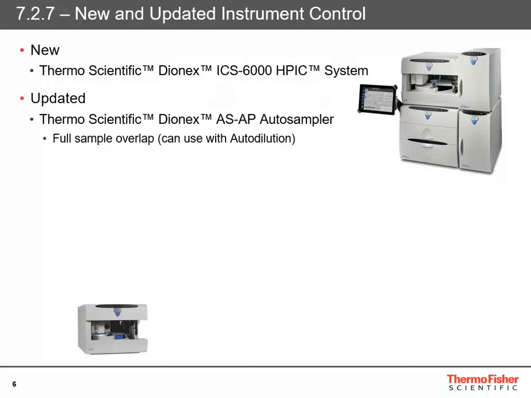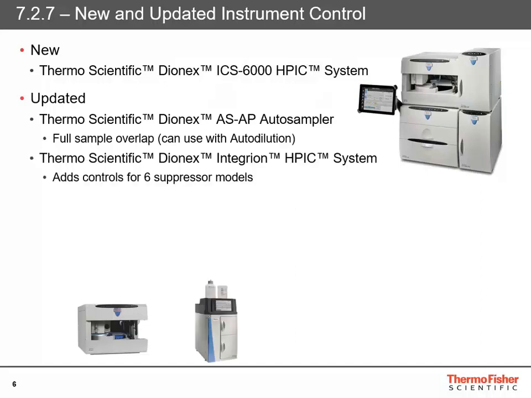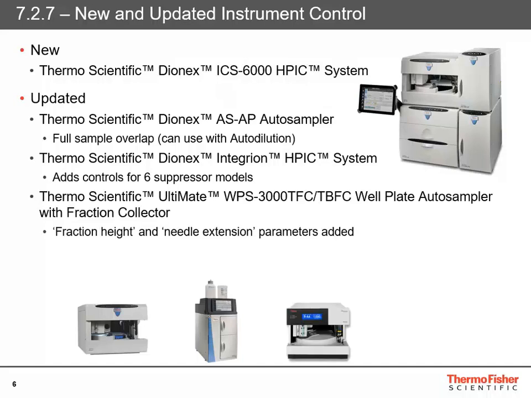We've also got the Integrion HPIC, which now has added control for 6 new suppressor models. So there are new models of suppressor out, which are now supported by the Dionex Integrion system. We've also got the Ultimate well plate sampler with fraction collector. There are some new parameters added for this, fraction height and needle extension, just to allow finer control over the needle positioning in the collection vial.